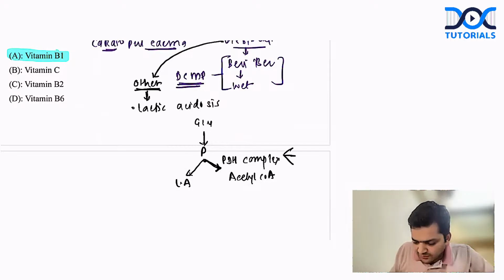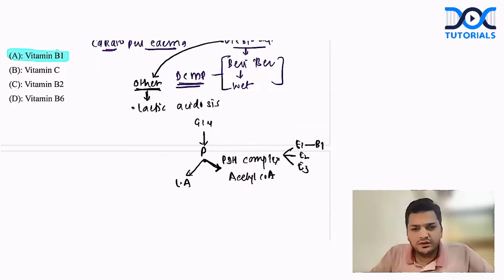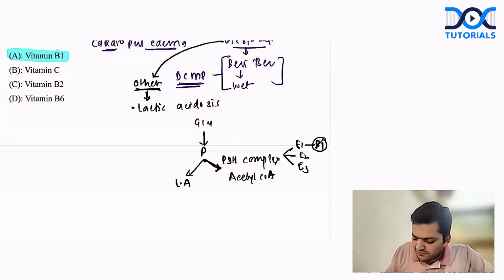The PDH complex is having three subunits, E1, E2, E3. For E1, we require vitamin B1. So if there is vitamin B1 deficiency, the E1 will not work, the PDH complex will not work. So all the pyruvate will be forced to go towards the lactic acid, right?